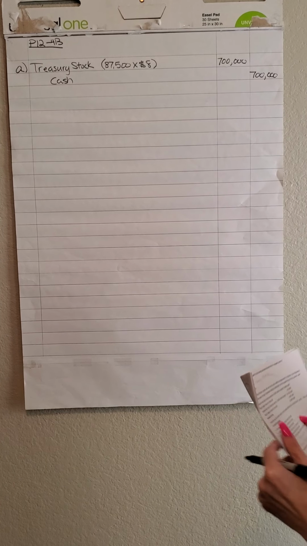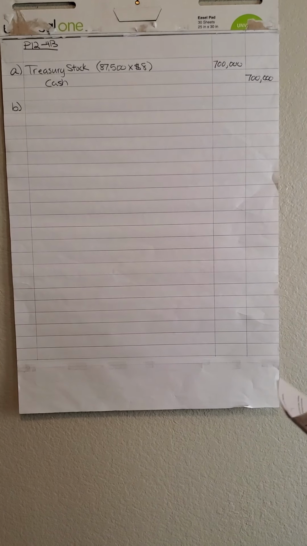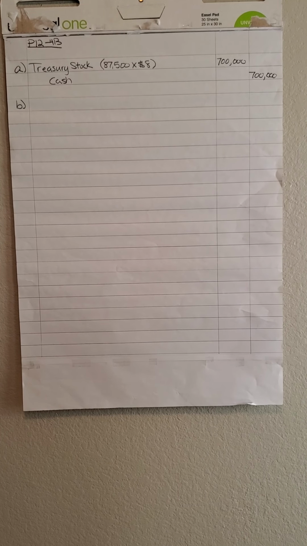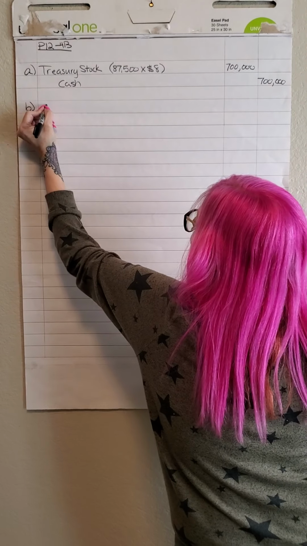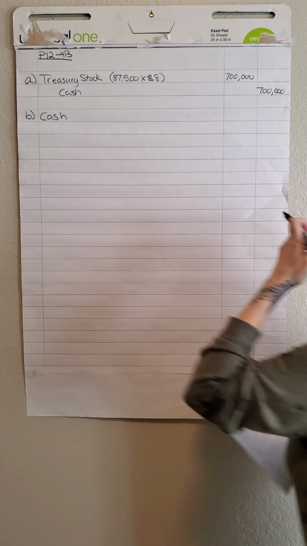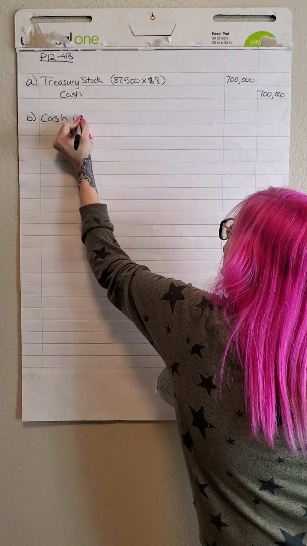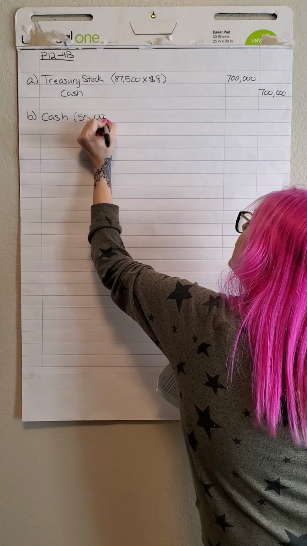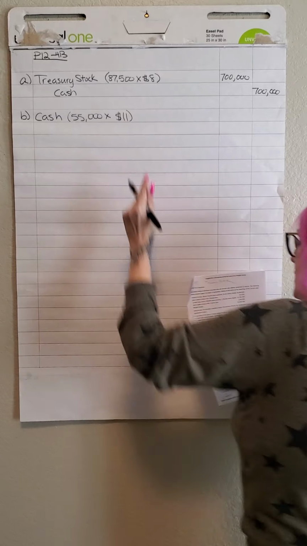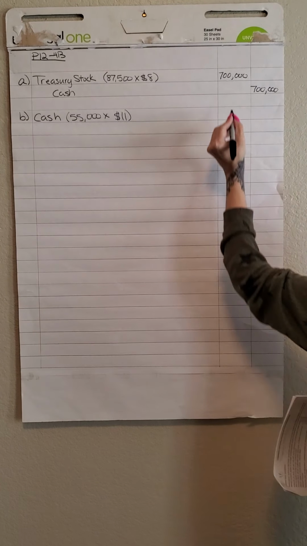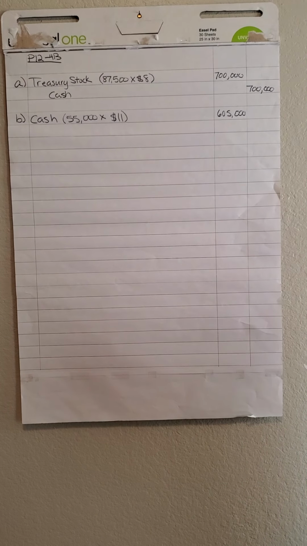And then in the second journal entry, we're going to continue on here with our treasury stock. It says we sold 55,000 of the treasury common shares for $11 per share. So the first thing we're going to do is debit cash for the full amount that was received on this sale. So we're going to take our 55,000 shares, we're going to multiply it times the $11 per share. That's going to give us a total cash received of $605,000. So we're going to debit cash for that.